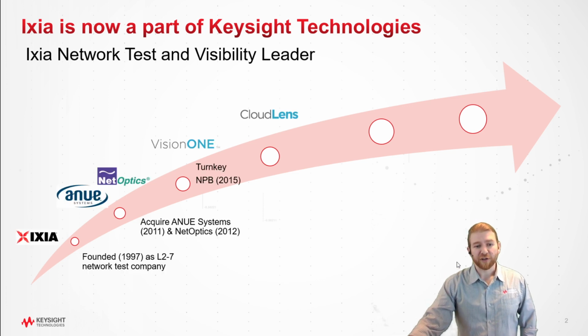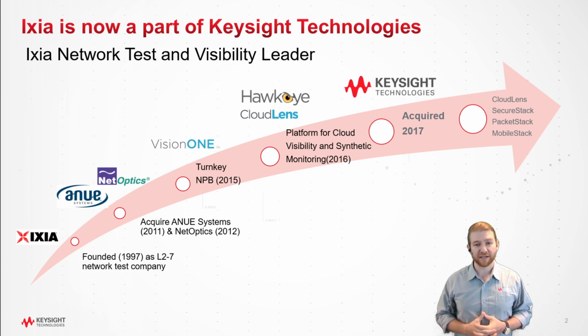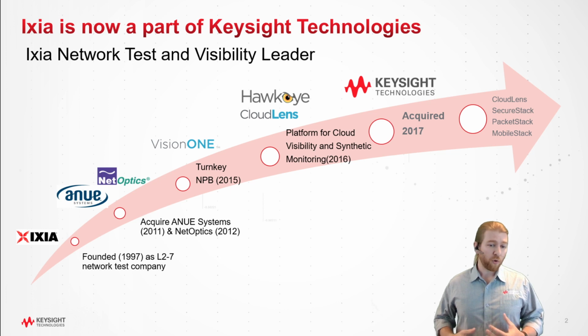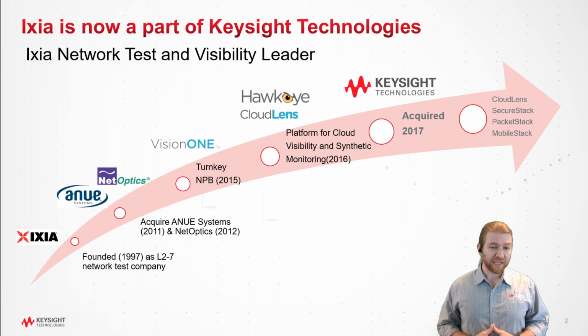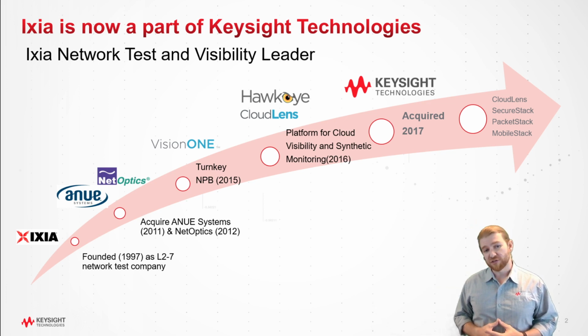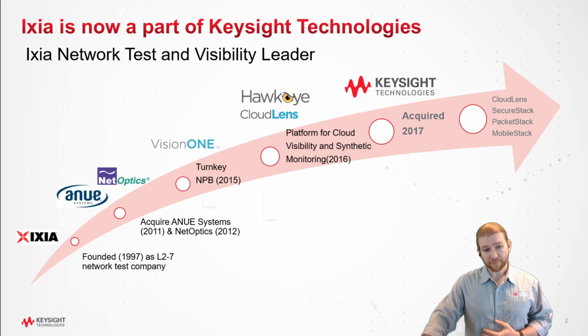Before we start talking about Hawkeye, I want to give a little bit of information about Ixia, as you may have known us, and Keysight Technologies, as we're known now. Quickly, Ixia started out as a layer 2 through 7 testing company, and after becoming a market leader in this area, it moved into the network visibility segment by acquiring Anue and NetOptics. From this point, we smashed technologies together and got the Vision One network packet broker, and we lead into other platforms such as CloudLens and Hawkeye, eventually leading to the acquisition by Keysight.